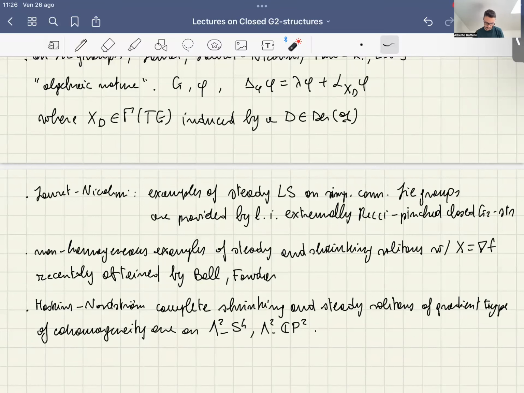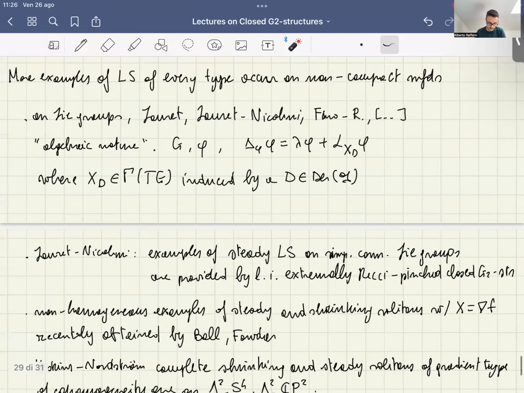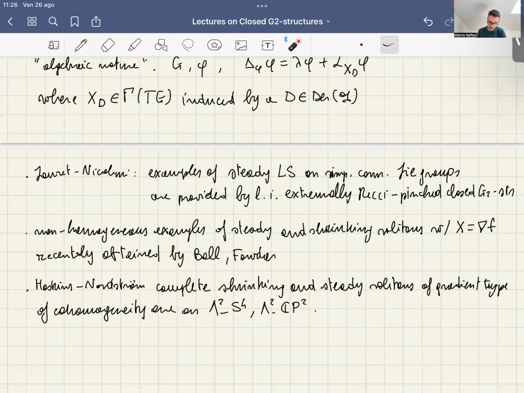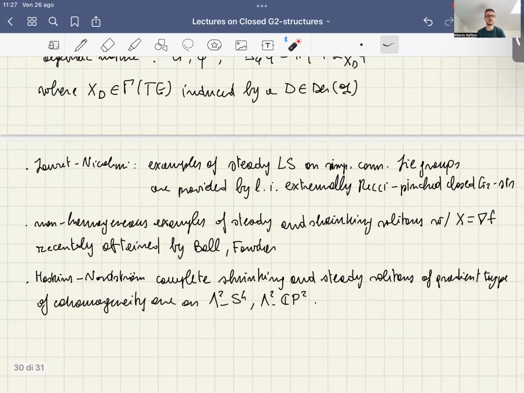Okay, so I think that this is more or less what I wanted to tell you about today. Of course, there are lots of other interesting properties and distinguished subclasses of the class of closed structures that can be investigated, like, for instance, the extremely Ricci pinched ones I mentioned here and we defined last time, and I do not have time to talk about them, but let's say that we can conclude here. So thank you very much for your attention and for attending the whole course.